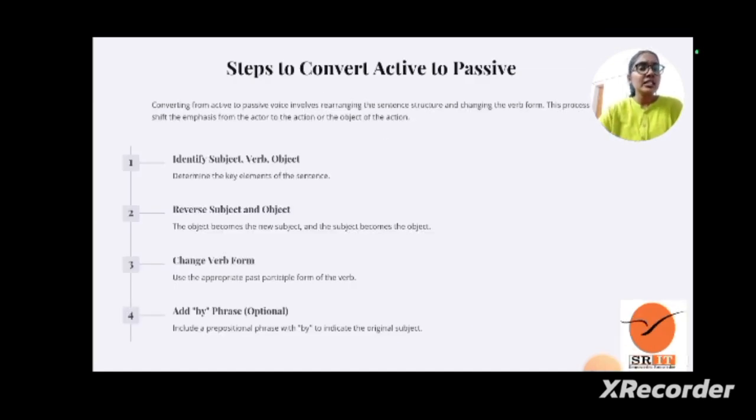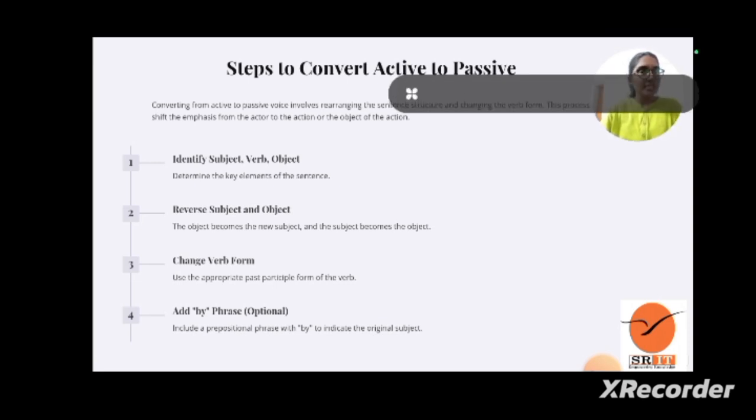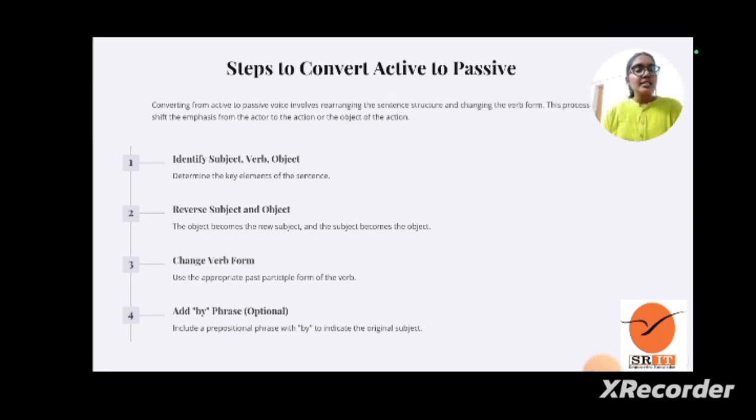Now let's see how to convert active voice into passive voice. Well, there are 4 steps. First is identifying the subject, verb, and object, and second is reversing the object and subject. Well, it depends on whether you want to convert active voice into passive voice or passive voice into active voice. Because if you want to convert active voice into passive voice, you have to convert the subject into the object and the object into the subject. Well, we'll discuss it in the further slides, not to worry.